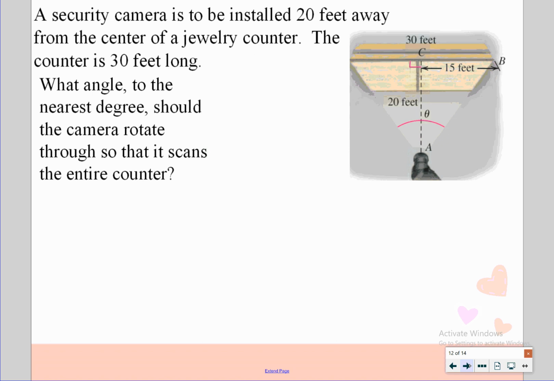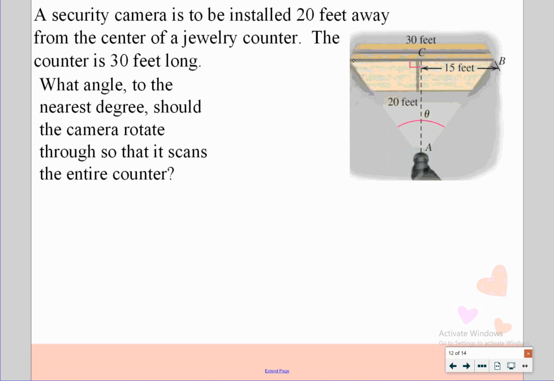Okay, so it says a security camera is to be installed 20 feet away from the center of a jewelry counter, and they drew the picture nicely here for us. The counter is 30 feet long. What angle to the nearest degree should the camera rotate so that it scans the entire counter?